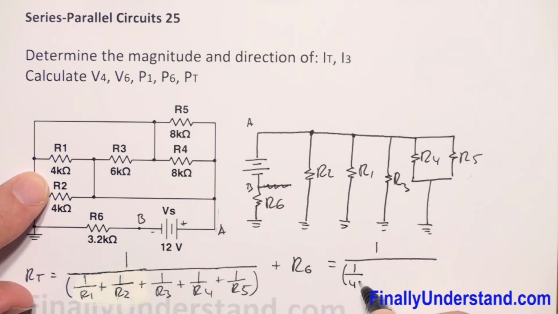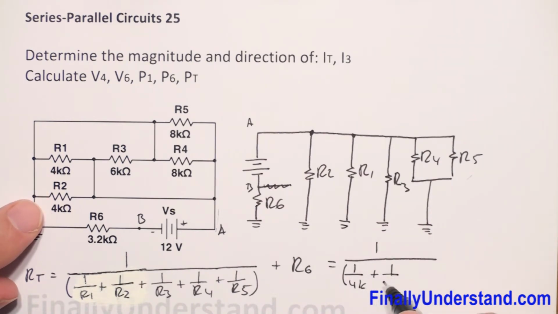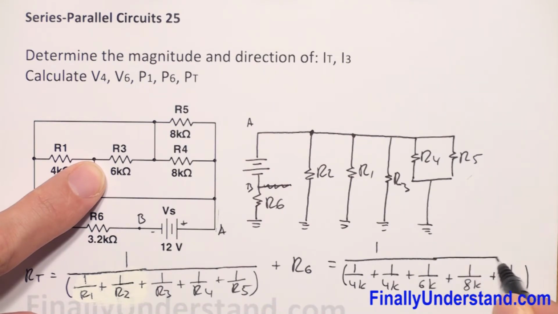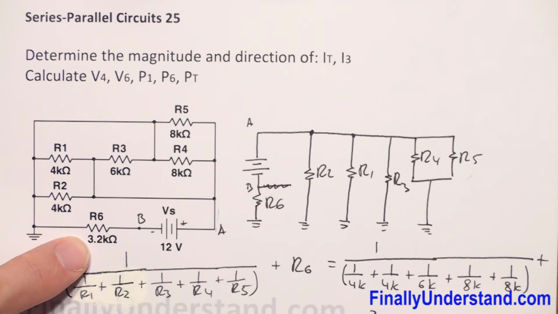So I have 1 divided by open parenthesis 1 divided by R1. R1 is 4K, plus 1 divided by R2, which is equal to what? 4K, plus 1 divided by R3, which is equal to 6K, plus 1 divided by 8K plus 1 divided by 8K, plus R6, which is equal to 3.2K.